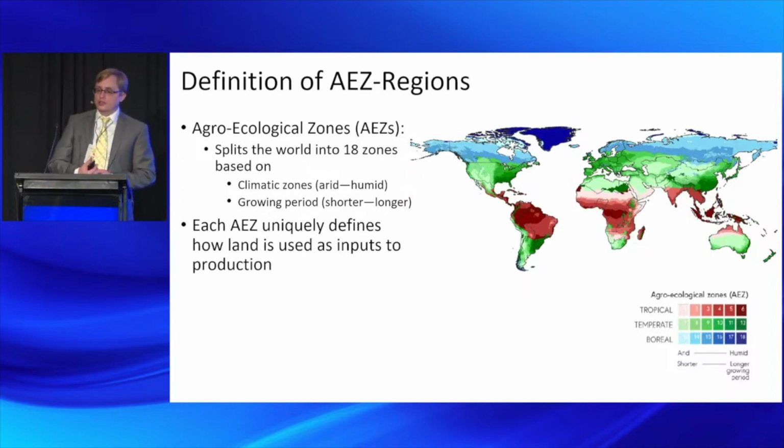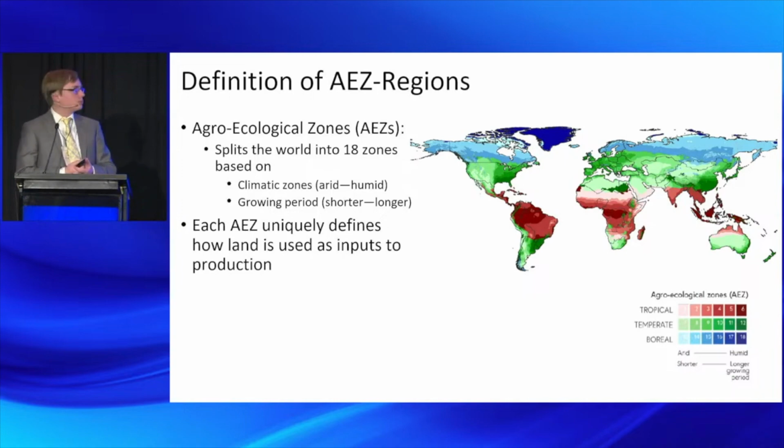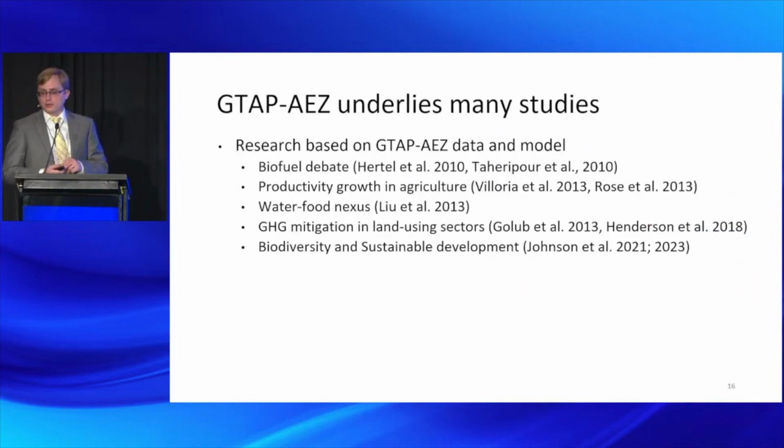The way it works is it breaks down the world not just into countries, it does use that, but also splits the world into 18 zones. These are going to be based on just basic climatic aridity, humidity conditions, and growing period information. But what this does is it allows us to identify how land is used as an input into the production functions calibrated to each of those different agroecological zones.